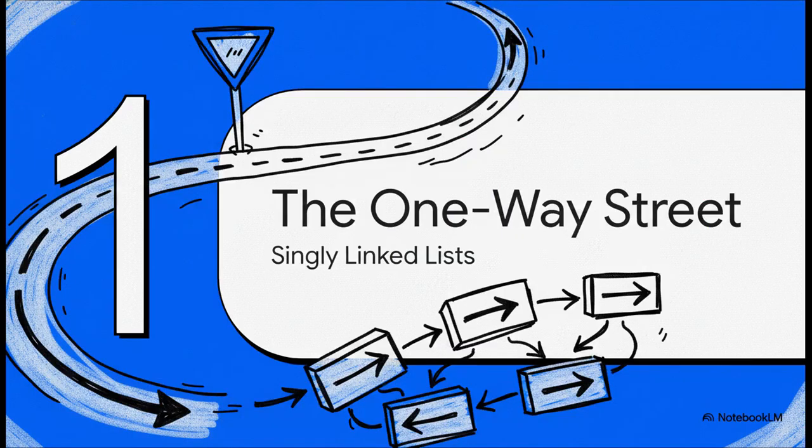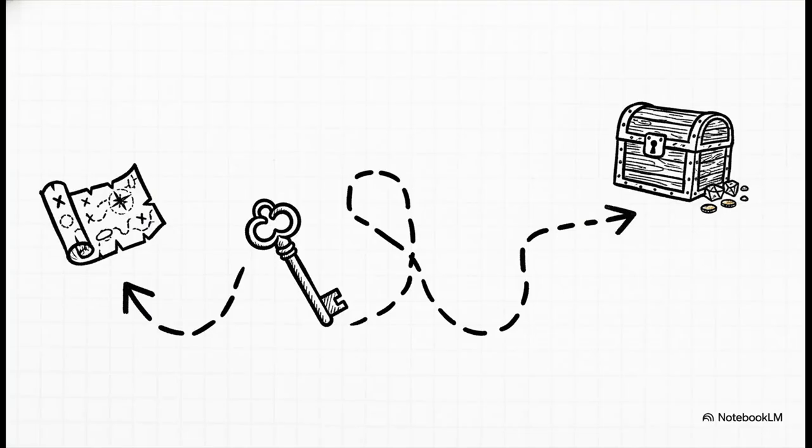Okay, so first up, we have to talk about the one-way street problem. To really get why there are different kinds of linked lists, we've got to start with the most basic one and the big problem it creates. Think of it like a digital one-way street. I want you to imagine you're on a scavenger hunt, right? Each clue you find points you to where the next clue is hidden. But here's the thing. It doesn't tell you anything about the clue you just found.